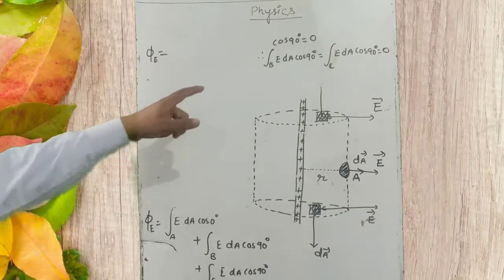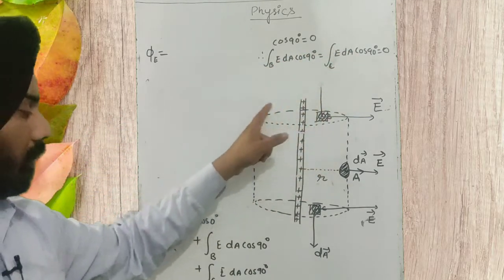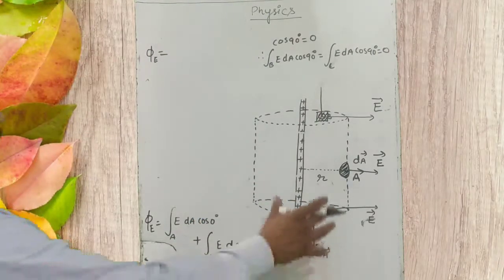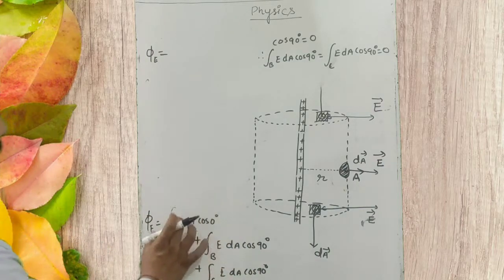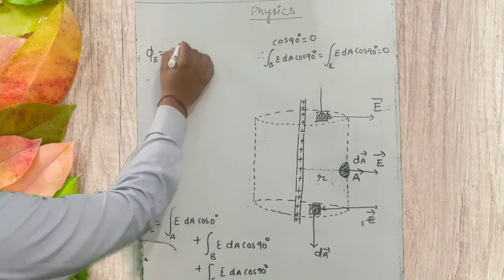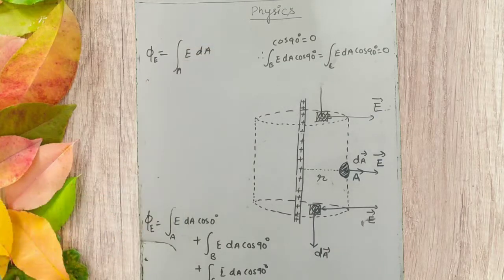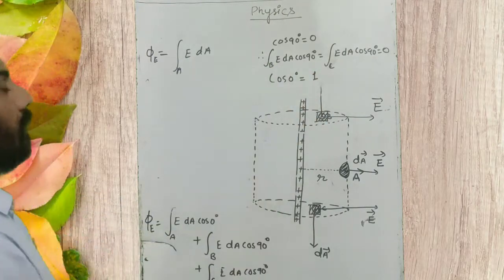Both terms are going to be 0 because flux is not coming out from the upper cross-sectional area and lower cross-sectional area. Now it is going to come out only from the curved surface. So here I am going to mention only this one part of the expression, EdA, and cos 0 is 1.